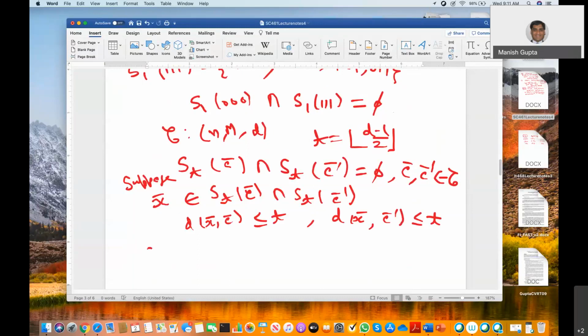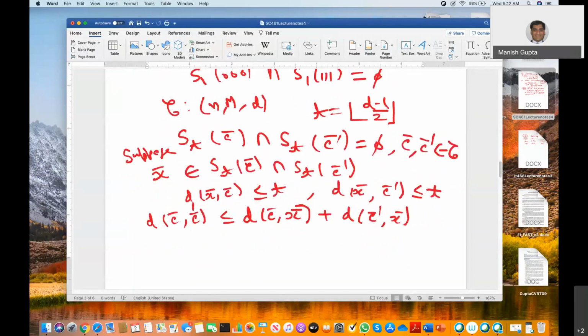Now if I compute the distance between C and C prime, by triangular inequality I can say that this is at most the distance between C and X plus the distance between C prime and X. Now this distance is less than or equal to t, plus this distance is less than or equal to t. So overall the distance cannot exceed 2t.